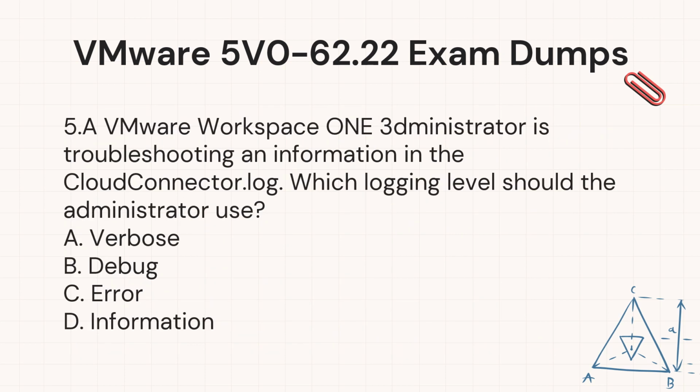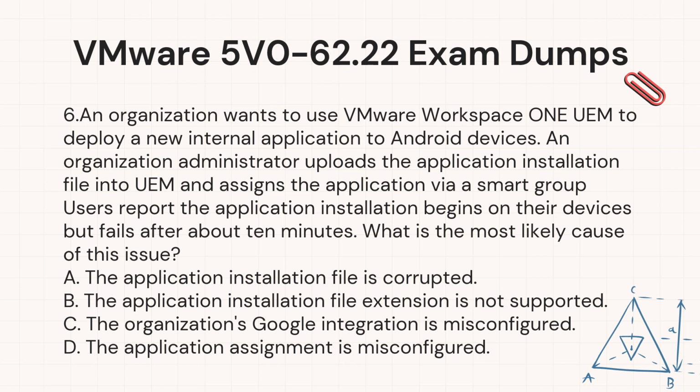5. A VMware Workspace ONE UEM administrator is troubleshooting an issue in the Cloud Connector.log. Which logging level should the administrator use? A. Verbose, B. Debug, C. Error, D. Information.